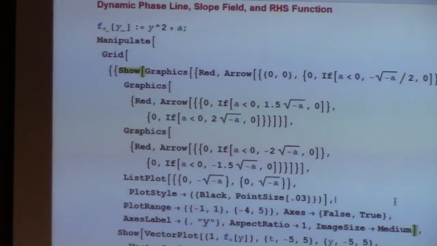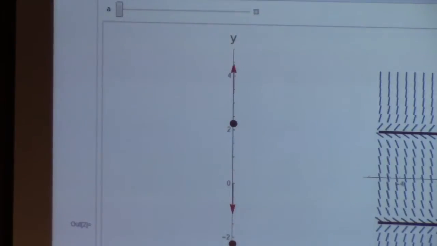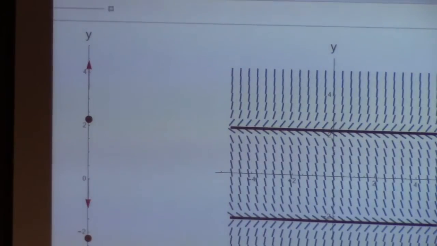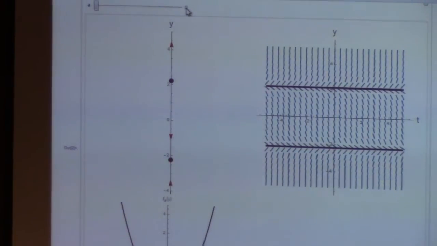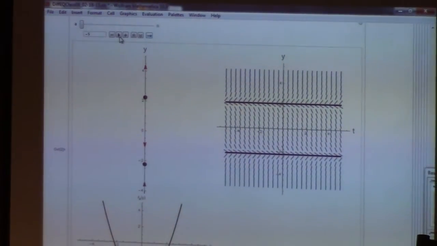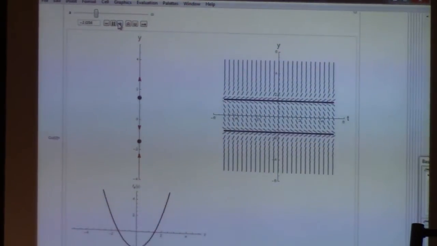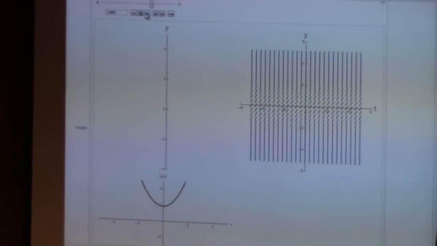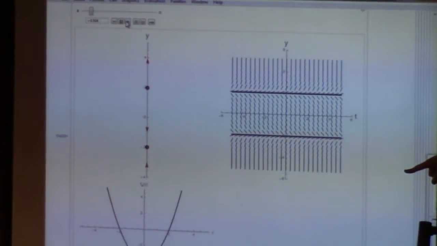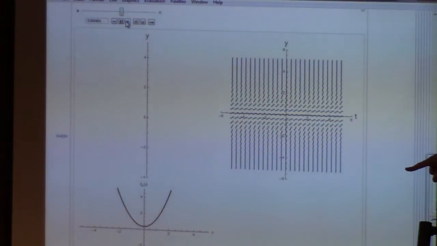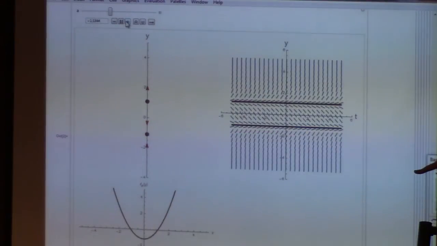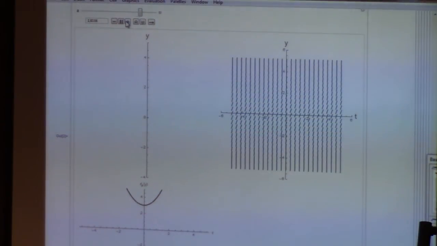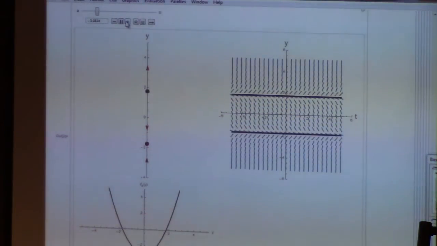I made an animation of the same thing too. Well, actually, this is not really the bifurcation diagram. It's showing you the relationships between all these things. I'm letting A change, and we're seeing how the phase line changes. That corresponds to the slope field changing on the right, and corresponds to the right-hand side function, its graph changing as A changes on the lower left. It would make that label very big there. But you get the idea?